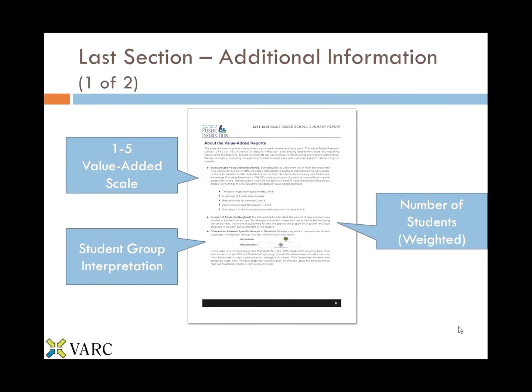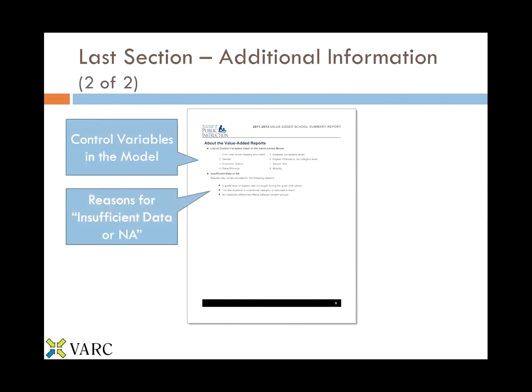We have a little bit about the number of students weighted and kind of guarding against the student group interpretation that we discussed earlier in our example. We have the control variables listed by model, and you'll note that English proficiency by category level and disability by severity level is how we're describing what I described in more detail earlier. Mobility is new. That's number 8 on our list. That means that if mobile students across the state grew slower than non-mobile students, we're measuring that and taking that into account when we're seeing how much your kids grew.